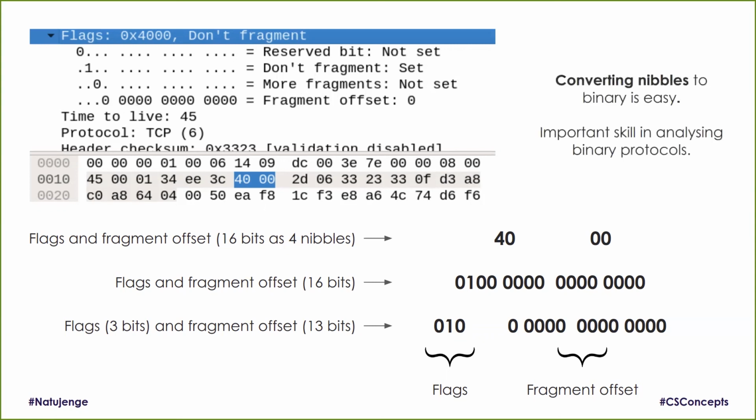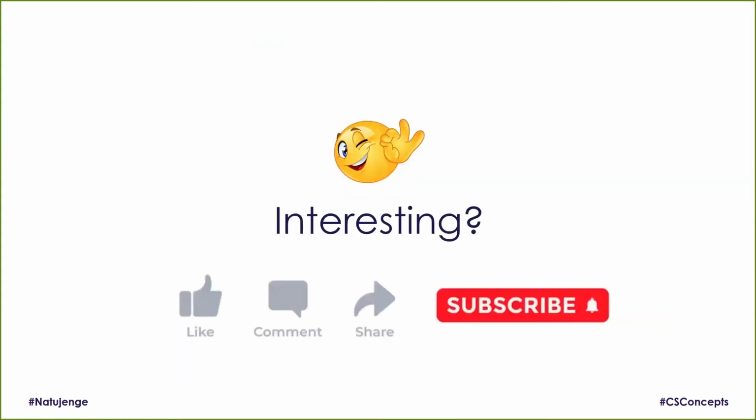So converting nibbles to binary is easy. This is an important skill that you need to have if you're to analyze binary protocols. In binary protocols, you'll find some information is encoded in a single bit. So you have to be able to take the bytes and nibbles, convert them into ones and zeros, and map each bit to the value represented by the specification. And this brings me to the end of this episode.